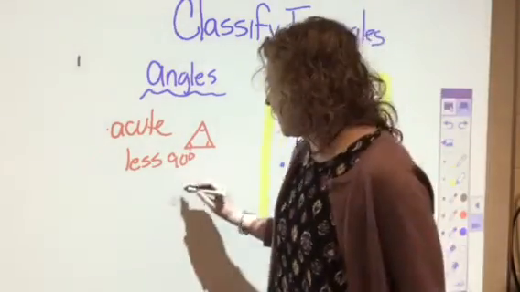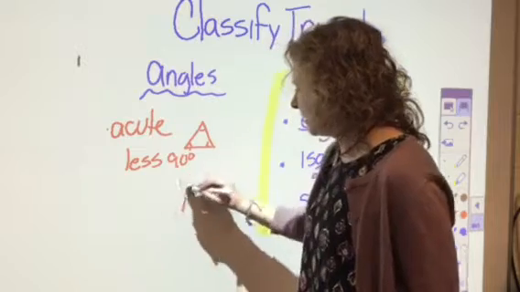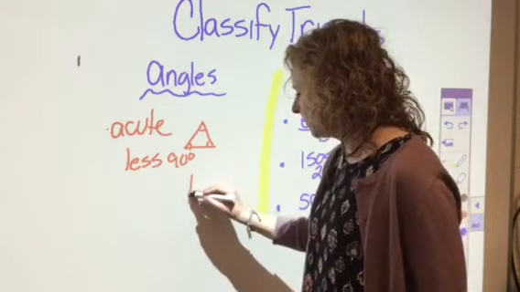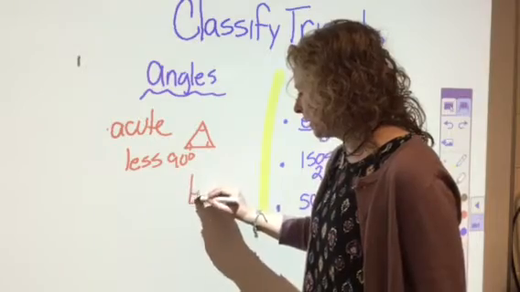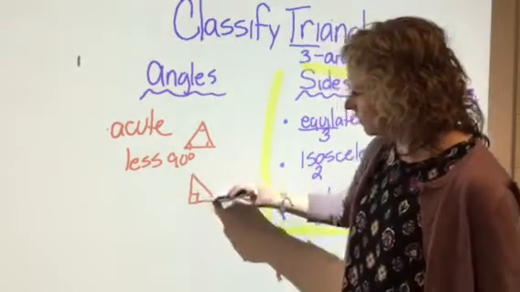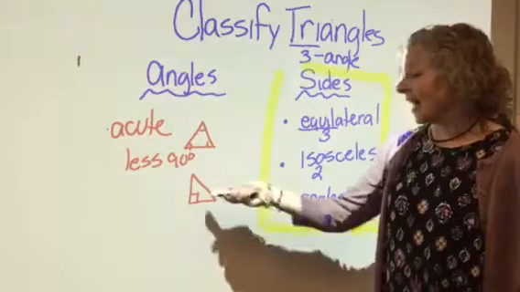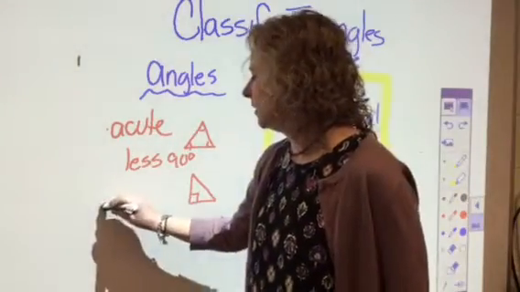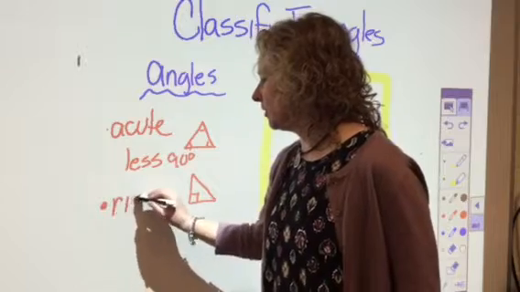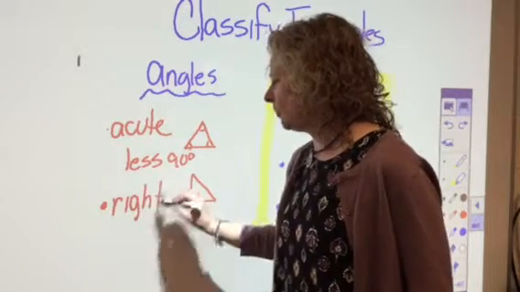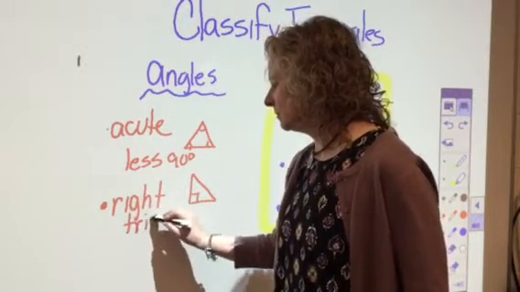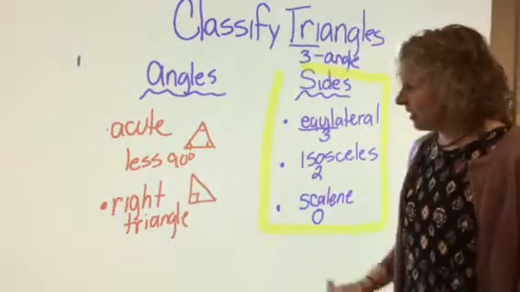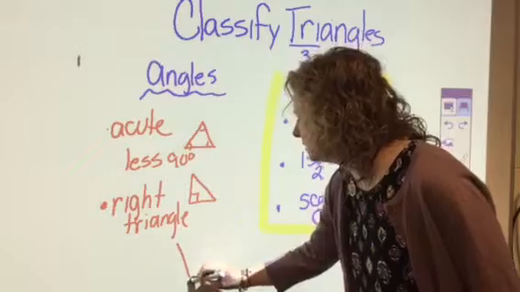Now you can look at the angle and, oh, that's such a terrible artist. Straight down, straight out. Usually has that little boxy thing there. Okay, look at that angle. What's special about that angle? It's a right angle. It's a 90-degree angle. So we call that a right triangle. Easy enough?